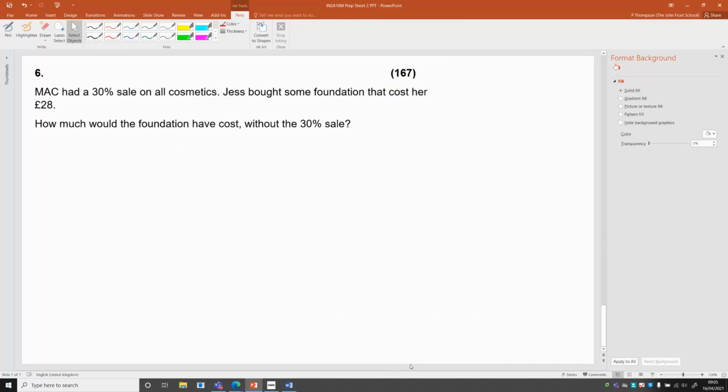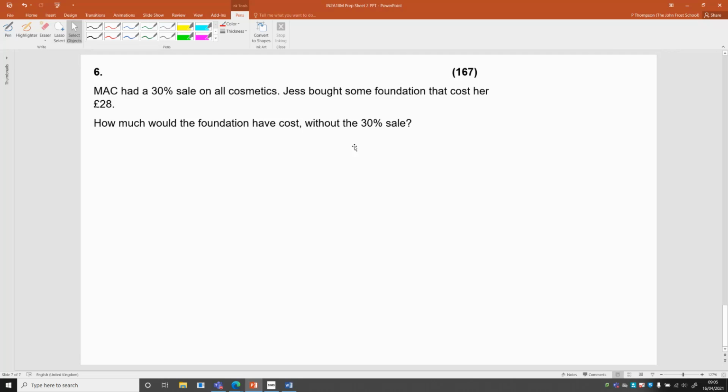And the last one here, pause it, have a go, and then come back when you're ready. Okay, so this one, they got a 30% sale, and she bought foundation. It cost 28. How much would it have cost without the sale? All right, so if I do a little picture here, before the sale and after the sale. After the sale, it cost £28. Before the sale, I don't know. All I know is that this has gone down by 30%, here to here.